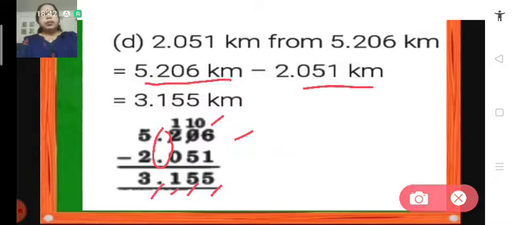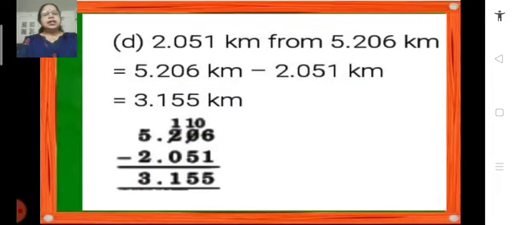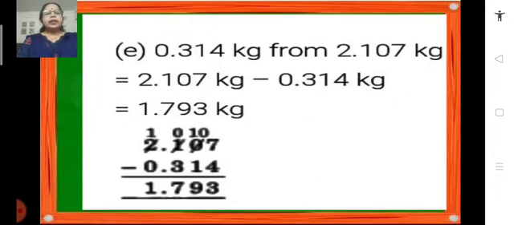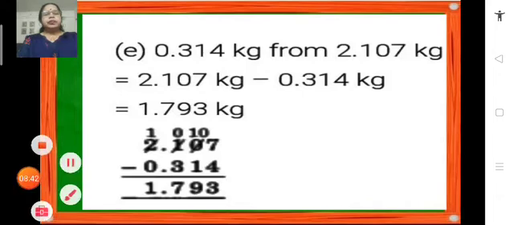Then put the decimal point, move on to the ones place. 5 minus 2 becomes 3. So, the answer we get is 3.155 kilometers. E, 0.314 kg from 2.107 kg.